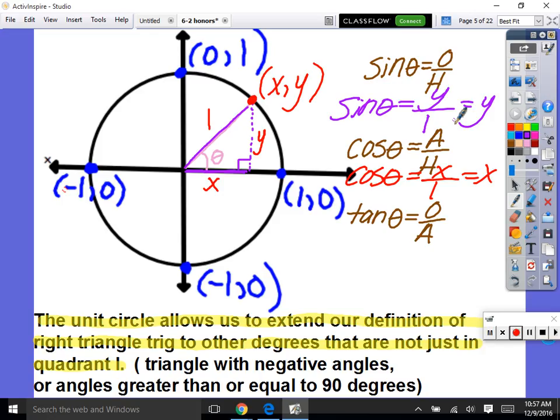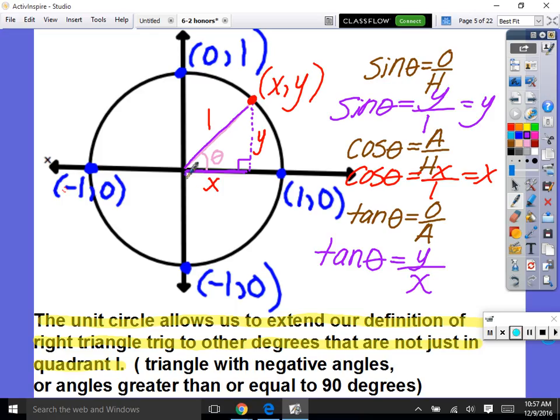And then tangent of theta is opposite over adjacent. So from here, opposite is y, adjacent is x. So that's why we just said a second ago that tangent of theta equals y over x. Because we're just dealing with a bunch of right triangles, okay? So basically though, if we're just dealing with right triangles, this right triangle trig, opposite over hypotenuse, adjacent over hypotenuse, and opposite over adjacent, you're only dealing with positive angles, thetas that are positive.